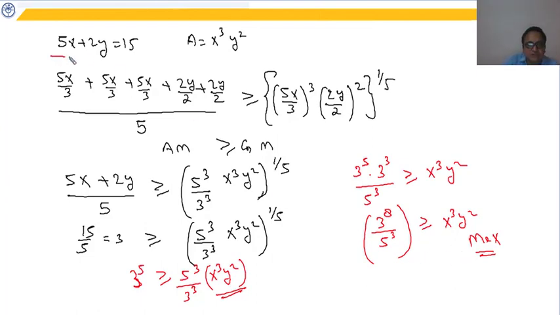So whenever sum is given and we have to maximize the product, indirectly what we are doing, we are making each term equal: 5x by 3 as 2y by 2. Okay. So sum is given, product is maximum when all the terms are equal. So we get the maximum value of this as 3 to the power 8 upon 5 to the power 3. Clear?